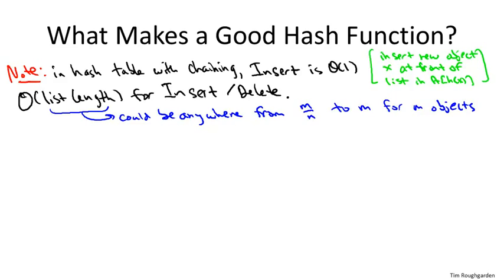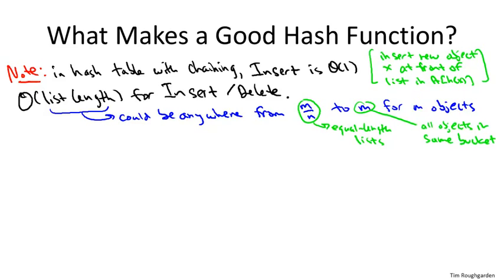A really stupid hash function would map every single object to bucket number 0. Then if you insert 100 objects, they're all in bucket number 0. The other 99 buckets are empty. So every time you do insert or delete, it's just resorting to the naive linked list solution, and the running time is going to be linear in the number of objects in the hash table. So the largest list length could vary anywhere from m over n, where m is the number of objects, when you have equal length lists, to m, if you use this ridiculous constant hash function, with all the objects in the same list.